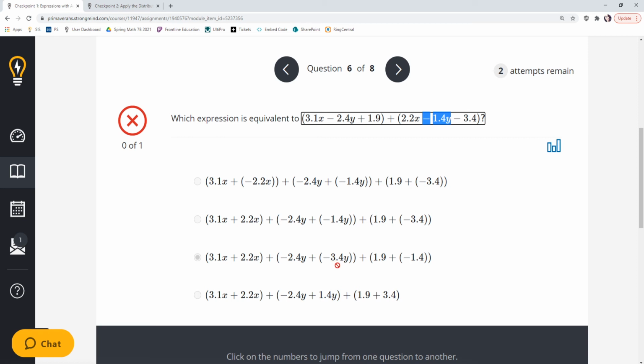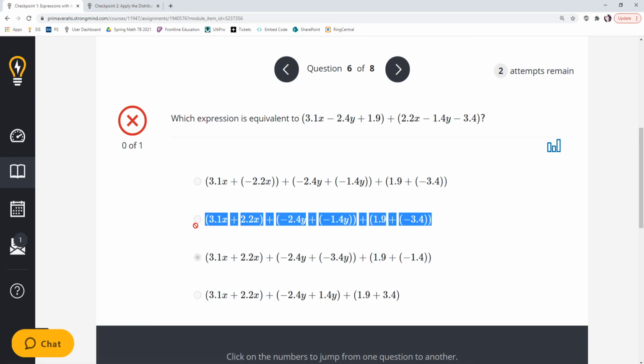If I look, this is the only one that has a negative sign attached to both. This third option is negative, however, it's the wrong number, right? This 3.4y, that's just a regular 3.4. There's no y attached to it, which would mean that this option here would be the correct one. So the first one, I have both positives. Second one, I have both negatives. Make sure that it's the 1.4y. And then this last one would be 1.9 and then a minus 3.4.